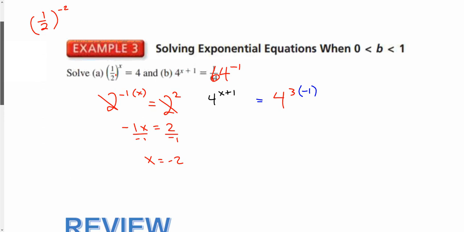Now they match. So guys, what I'm trying to say is anytime you see fractions, there's a chance that your exponent is going to be negative. That's how you would have to manipulate it so that they would look the same. So now the 4's cross out. x plus 1 equals negative 3. Subtract 1 from both sides, and you get x equals negative 4.